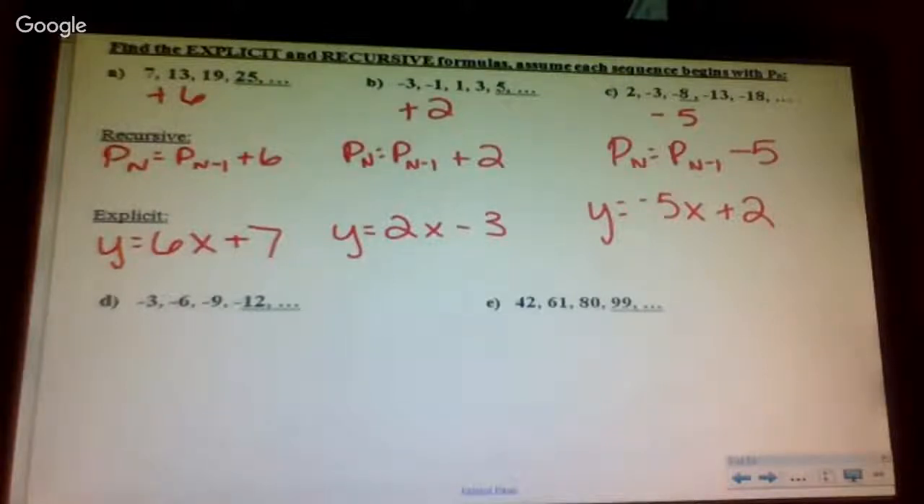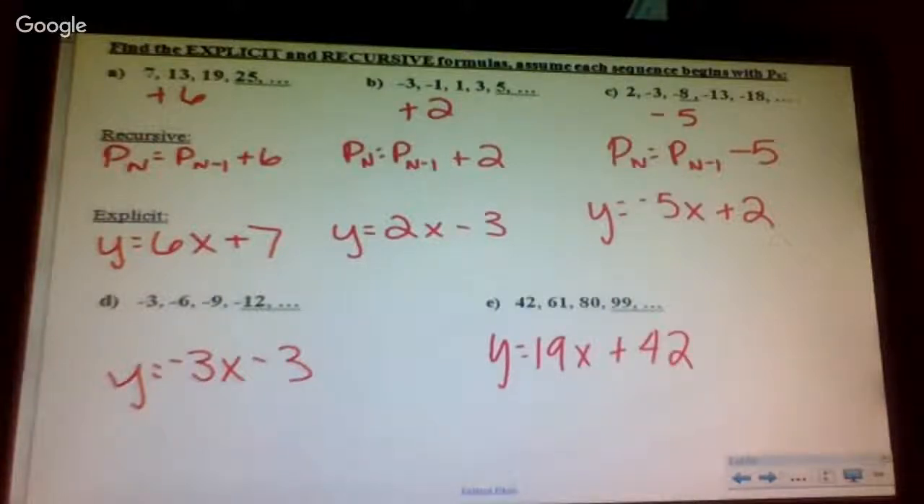Okay. D and E, let's just do explicit formula. Y equals. What's my pattern here? Minus 3, x, minus 3. Perfect. And finally, E, 19. So y equals 19x plus 42. Perfect. Questions, issues, problems? Okay. Quick time.